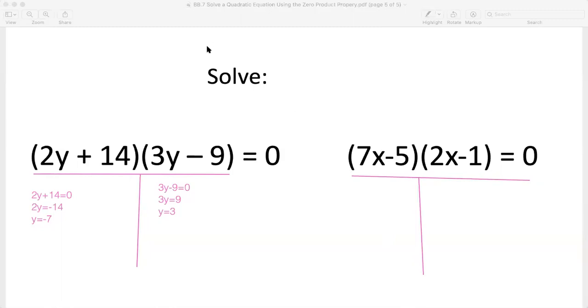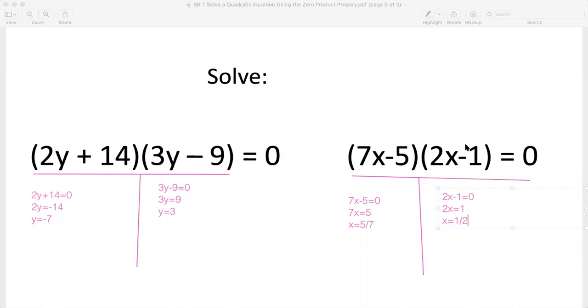Okay. So you would simply go 7x minus 5 is 0. So let's see, 7x equals 5, so x equals 5 divided by 7. This would be 2x minus 1 is 0. So 2x equals 1. x equals 1 over 2. You divide by 2.